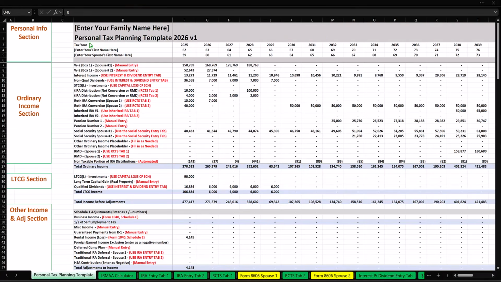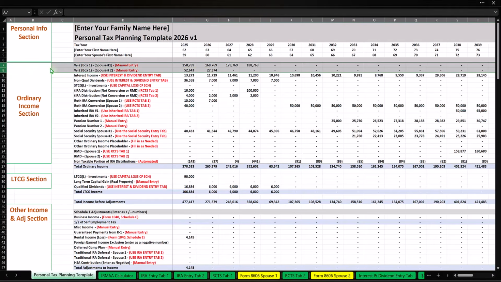So if we hop over here to the personal tax planning template, here are the rows for W-2 wages. I would expect you to enter your actual amounts for 2025 in this column right here. And then I would expect you to project into the future out until whatever age you are planning to retire, the amount of wages that you would realistically expect to receive, also considering the month in which you will retire in your final year.